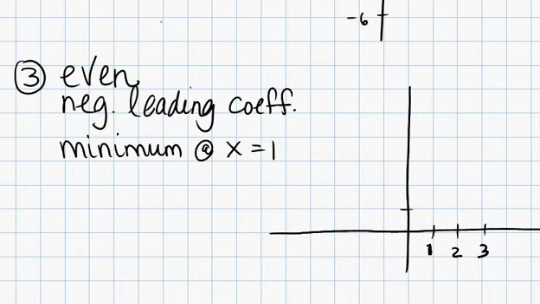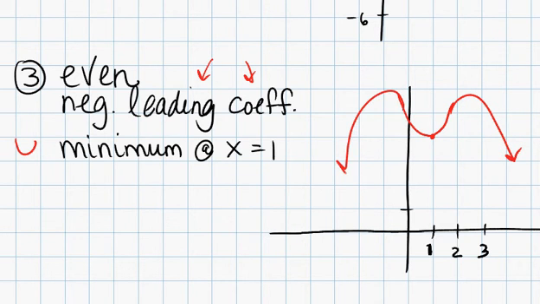A minimum means that we're going to have a right side up U shape. Even says we have two arrows the same direction. Negative means both arrows have to go down. So in order to reconcile all of that together, we need to make an upside down W, so an M. So we draw a right side up shape, and then we have to flip them over to make it even and negative.